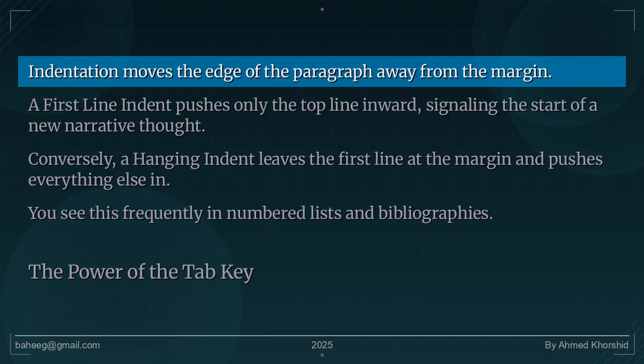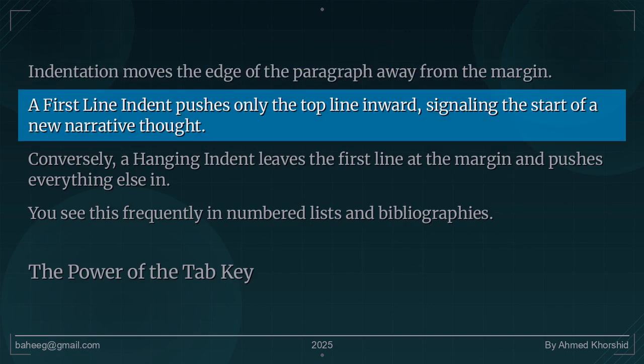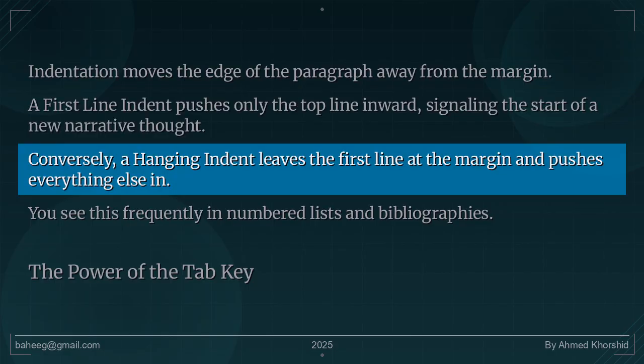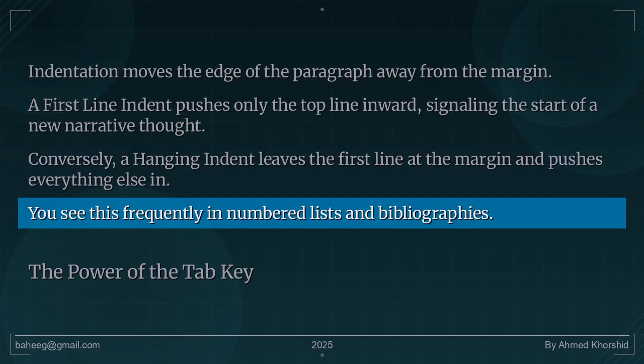Indentation moves the edge of the paragraph away from the margin. A first line indent pushes only the top line inward, signaling the start of a new narrative thought. Conversely, a hanging indent leaves the first line at the margin and pushes everything else in. You see this frequently in numbered lists and bibliographies.